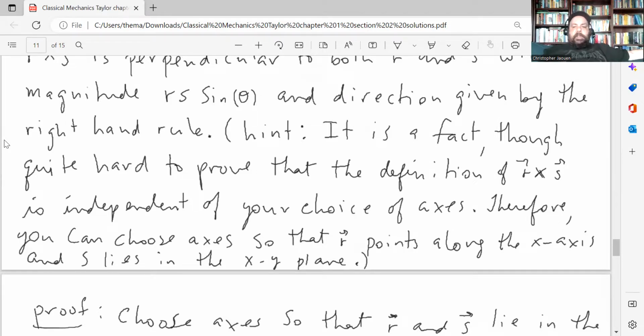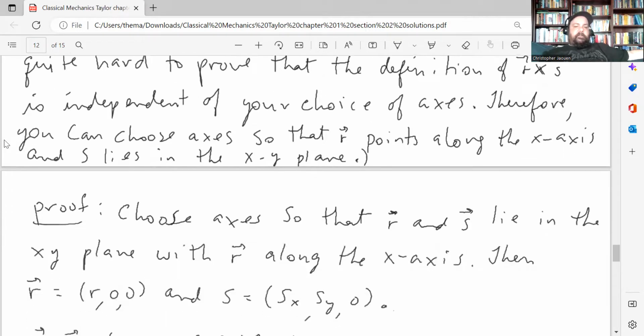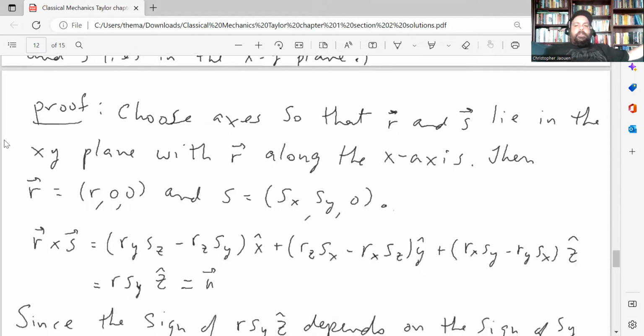Therefore, you can choose axes so that R points along the x-axis and S lies in the xy plane. All right. So here's the proof. Choose axes so that R and S satisfy that hint, right? R and S lie in the xy plane with R along the x-axis. Then R has coordinates R, 0, 0. R is positive because it lies along the positive x-axis. And S has coordinates SX, SY, 0. And that's because we're choosing our coordinates so that it lies in the XY plane, meaning that its Z coordinate is 0. There's no extension in the Z direction.